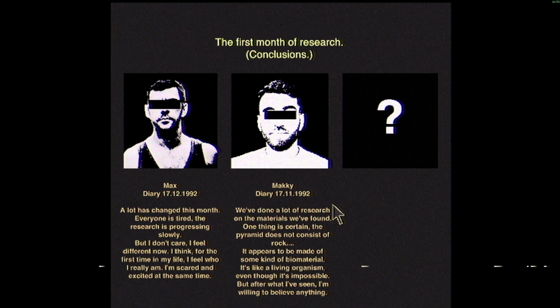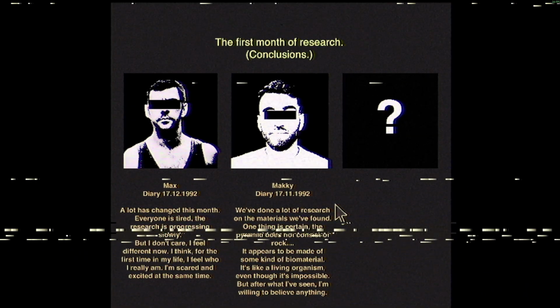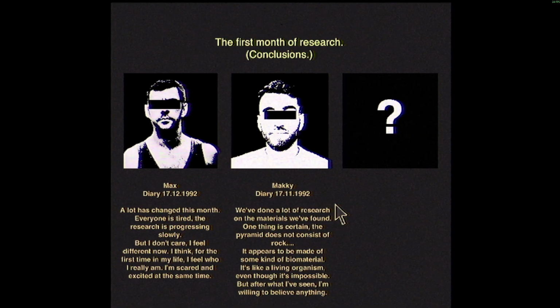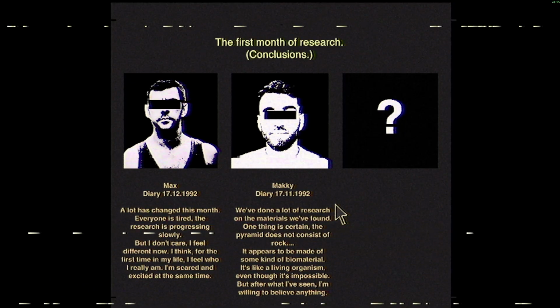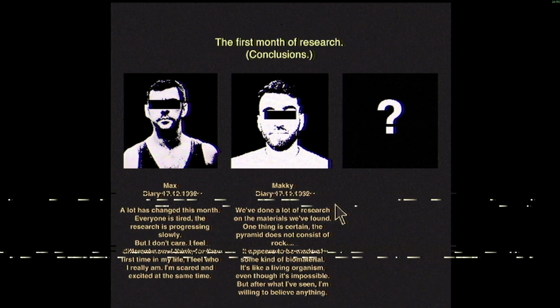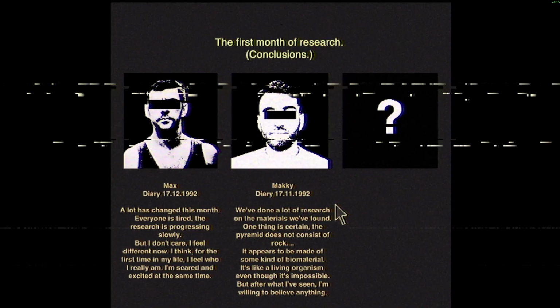Mackie, there's been a lot of research on the materials you found. Nothing is certain. The pyramid does not consist of rock. It appears to be made of some kind of biomaterial. It's like a living organism, even though it's impossible, but after what I've seen, I'm willing to believe anything.